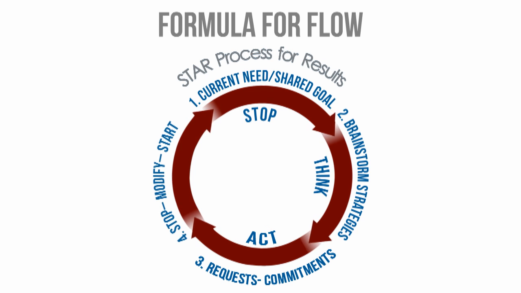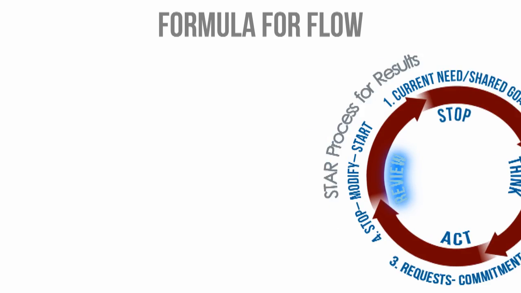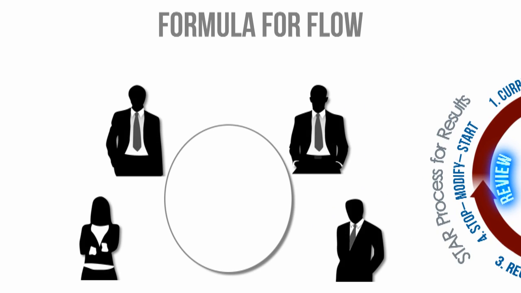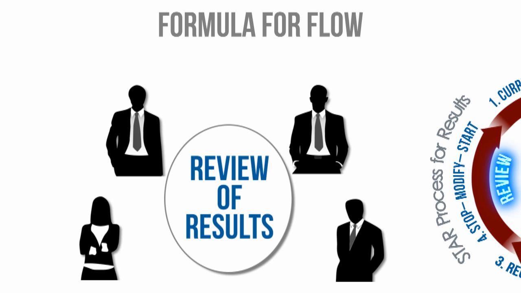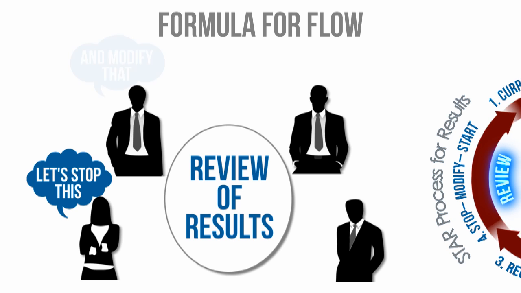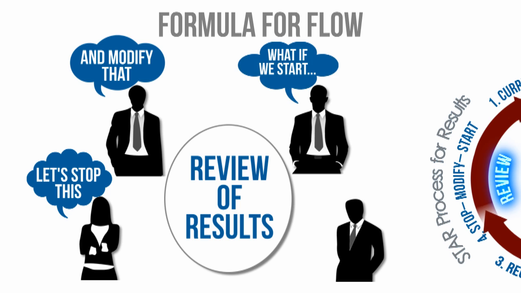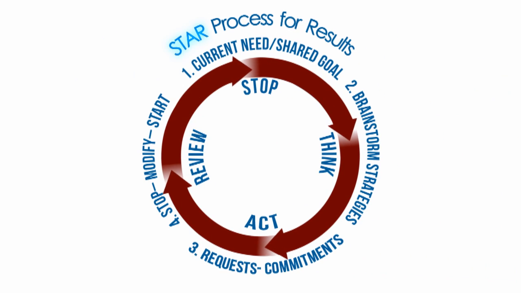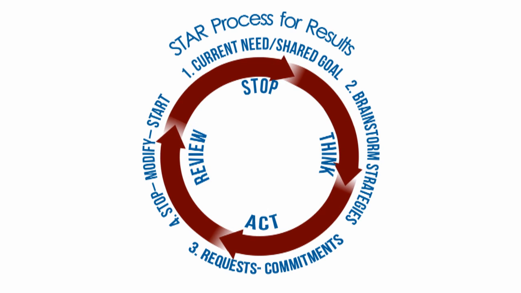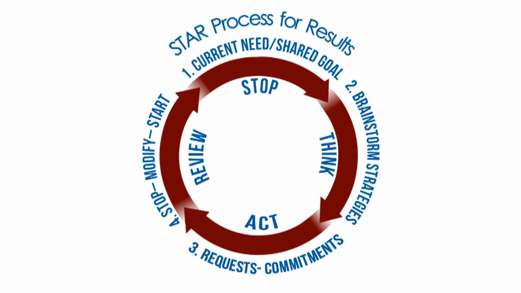The fourth step is where review of the results and the team's interaction takes place, to catch any errors and to make adjustments in order to continue to work effectively together. During the review, the team decides which efforts need to either stop, be modified, or start. This is the 4-step STAR process: stop, think, act, review, that will ensure that everyone is on the same page and that focus and action are where they need to be in order to reach our shared goal.